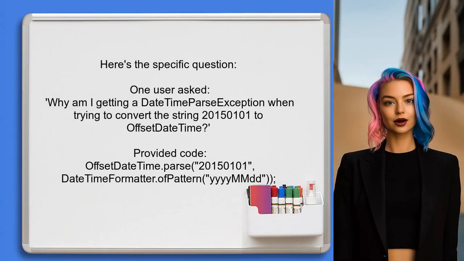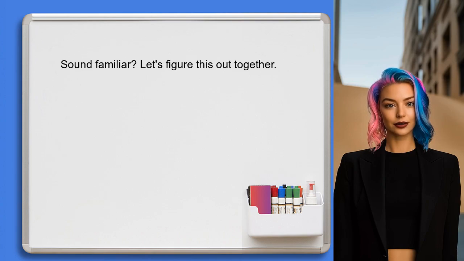Let's dive into the specific question at hand. One user recently asked, "Why am I getting a date-time parse exception when trying to convert the string 2015-01-01 to offset datetime?" They provided their code, which looks like this: OffsetDateTime.parse with the string 2015-01-01 and DateTimeFormatter.ofPattern yyyy-MM-dd. Sound familiar? Let's figure this out together.